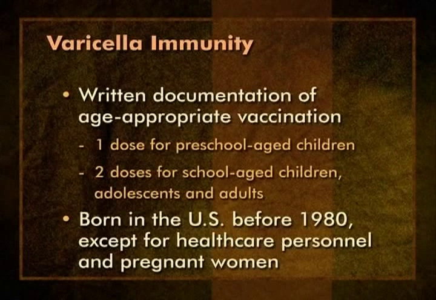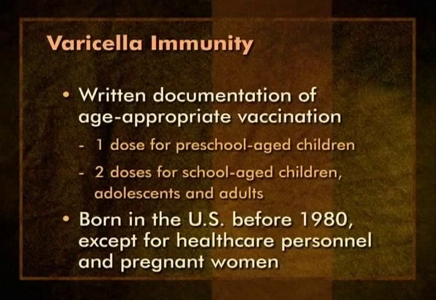In the past, a person of any age with a history of chickenpox could be considered immune to varicella. The 2007 ACIP statement significantly revised the definition for evidence of immunity. The new definitions are more complex than the old definition. If a person meets any one of these criteria, he or she can be considered immune to varicella. The first criterion is written documentation of age-appropriate vaccination.